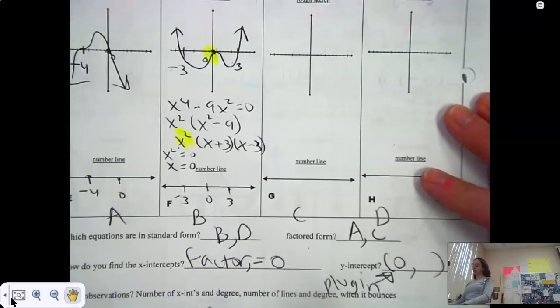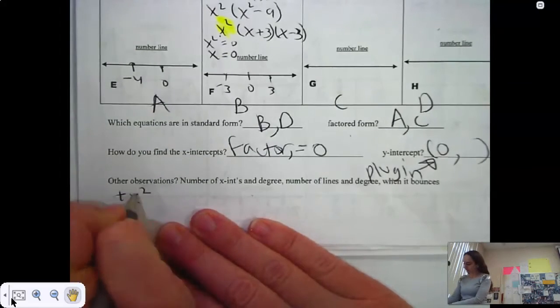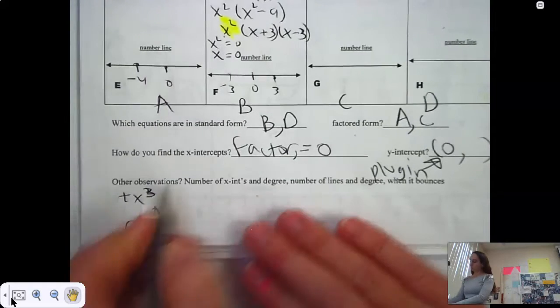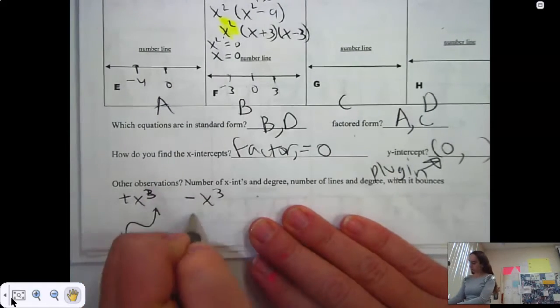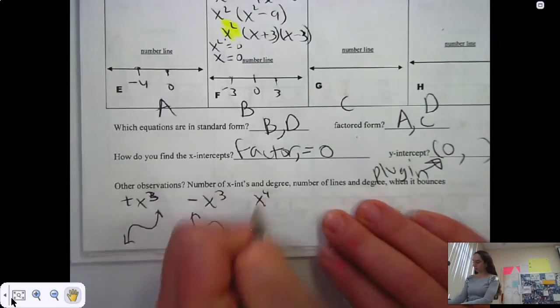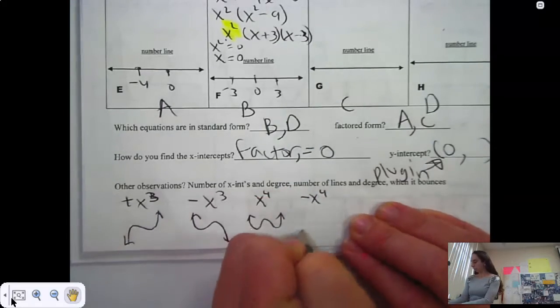And I just want to show you some things. So I want you to see when it's a positive x cubed, it goes like this. When it's a negative x cubed, it goes like this. When it's a positive x to the 4th, it goes like this. It's a negative x to the 4th, it goes like this.